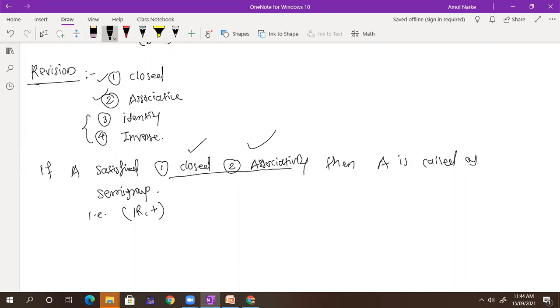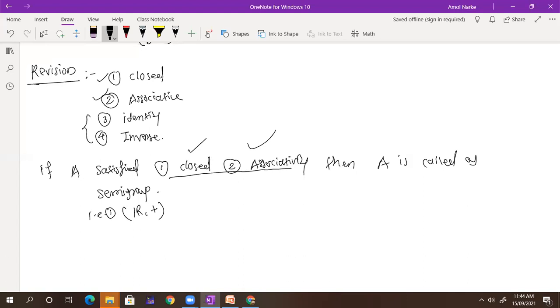So that's why I gave this example. Whether R plus, it is a group itself, so definitely it is a semigroup. Yes or no? Clean and clear. Whether it is closed, R plus is closed. Yes. Whether it is associative, yes. Done. Your work is done.